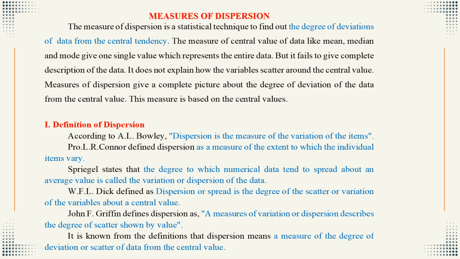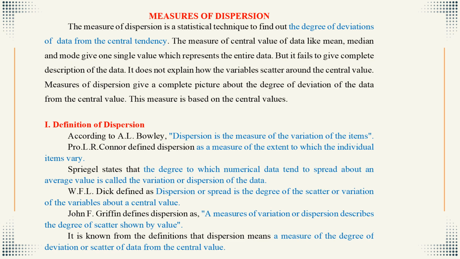Next, let us see some definitions. According to A.L. Bowley, dispersion is a measure of the variation of the items. Then Professor Eller Corner defines it as a measure of the extent to which the individual items vary. Then Sprigel states that the degree to which numerical data tend to spread about an average value is called the variation or dispersion of the data.